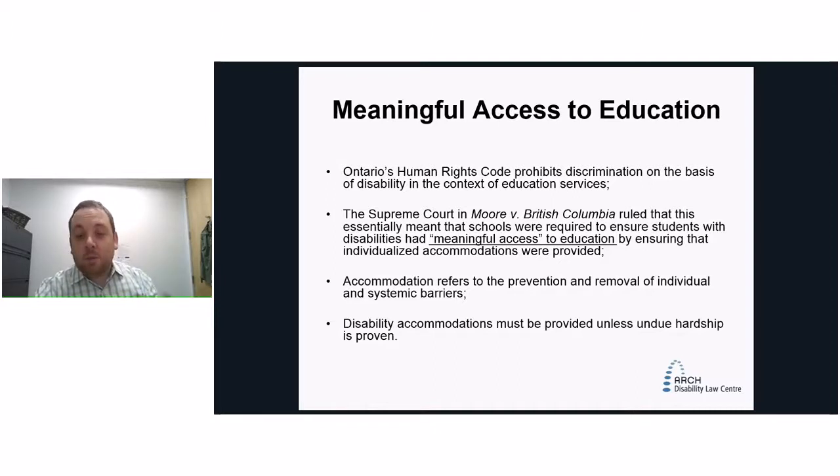Now, again, the Supreme Court acknowledged, as most human rights legislation across Canada does, that there is a defense on the part of school boards called undue hardship. That is, school boards must ensure students have meaningful access to education by providing appropriate accommodations up to the point where providing them would impose undue hardship. I'm going to get to undue hardship in a little bit, but suffice to say, for now, all you need to know is that undue hardship is a difficult standard to meet.